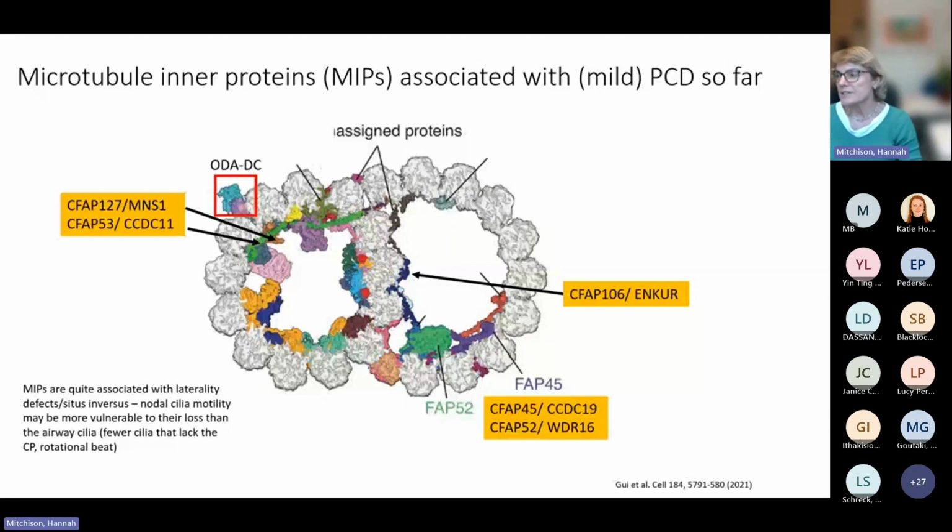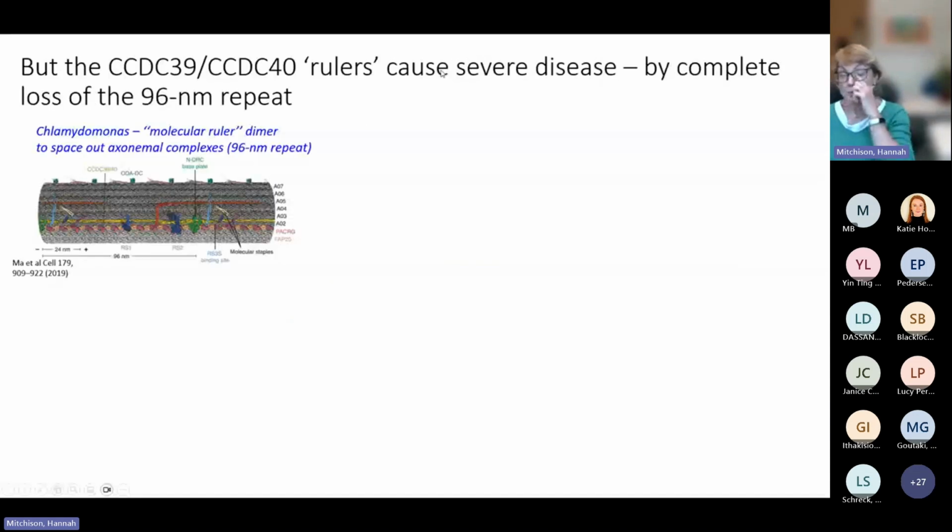However, the ruler proteins are now reported by multiple groups to cause severe disease, and in all studies they really stick out as having dramatically severe respiratory symptoms. And the reason is that the loss of these proteins causes a complete loss of that 96 nanometer repeat, and this has really only been properly pinned down this year with the visualization of PCD patients with CCDC39 and CCDC40 mutations. So you can get an idea of their importance in yellow.